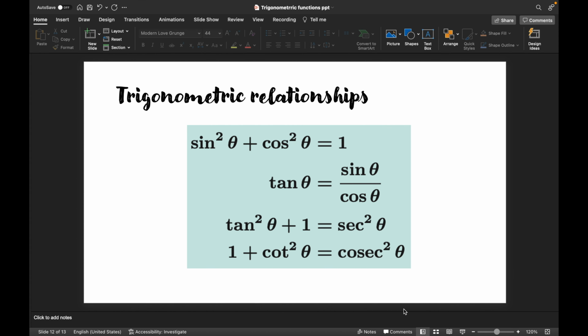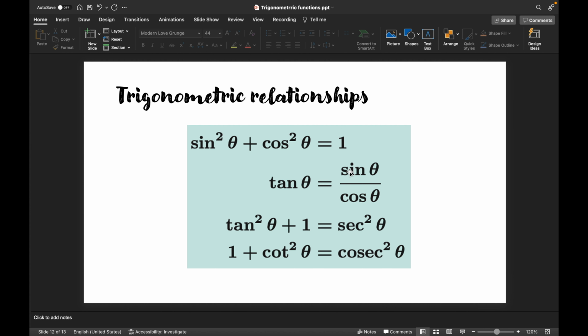Let's look at trigonometric relationships. We've already learned this in the previous chapter, but it will be a good revision. We have the first one, which is sine squared theta plus cos squared theta equals 1. We proved this using a unit circle and using all the trigonometric ratios. If you want to check that out, go look at my previous playlist.